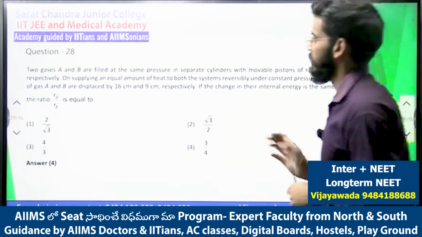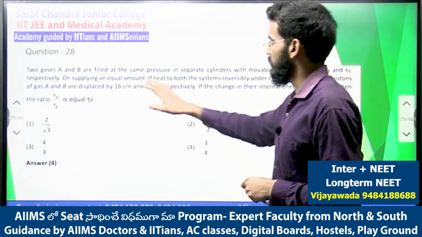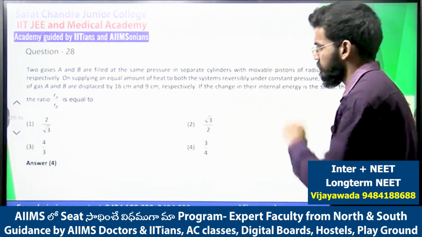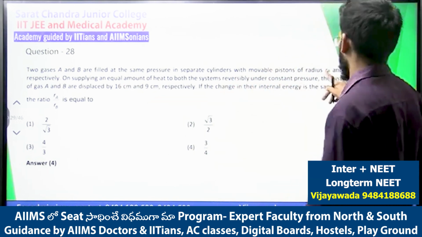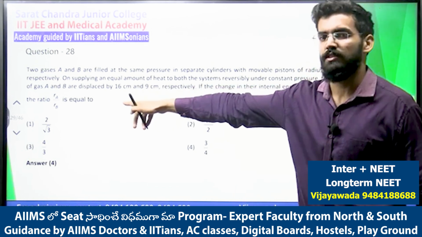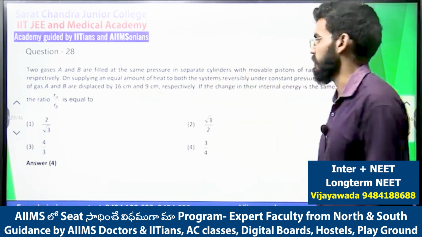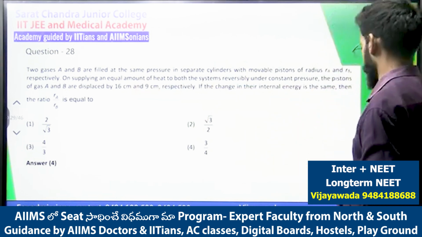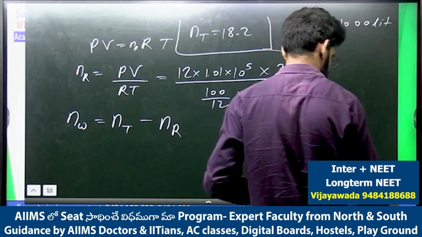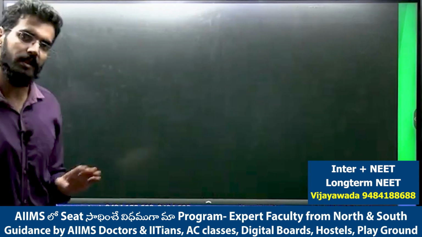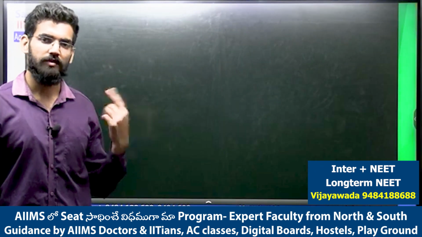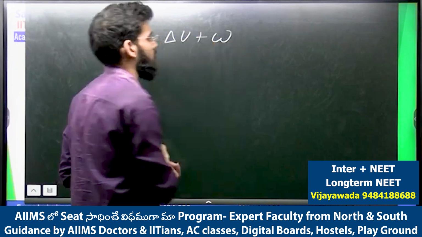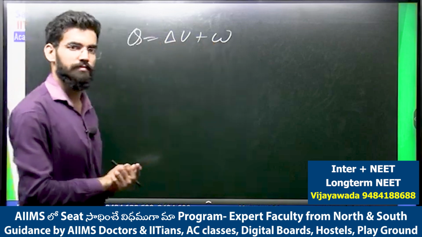The pistons of gas A and B are displaced by 16 centimeter and 9 centimeter. So the piston of cylinder A is displaced 16 centimeter and of cylinder B is displaced 9 centimeter. If the change in their internal energy is the same, then find the ratio. Understand? The change in internal energy is also the same, and Q is given the same. We know Q equals delta U plus W. Q is the same, delta U is the same, means W is the same.